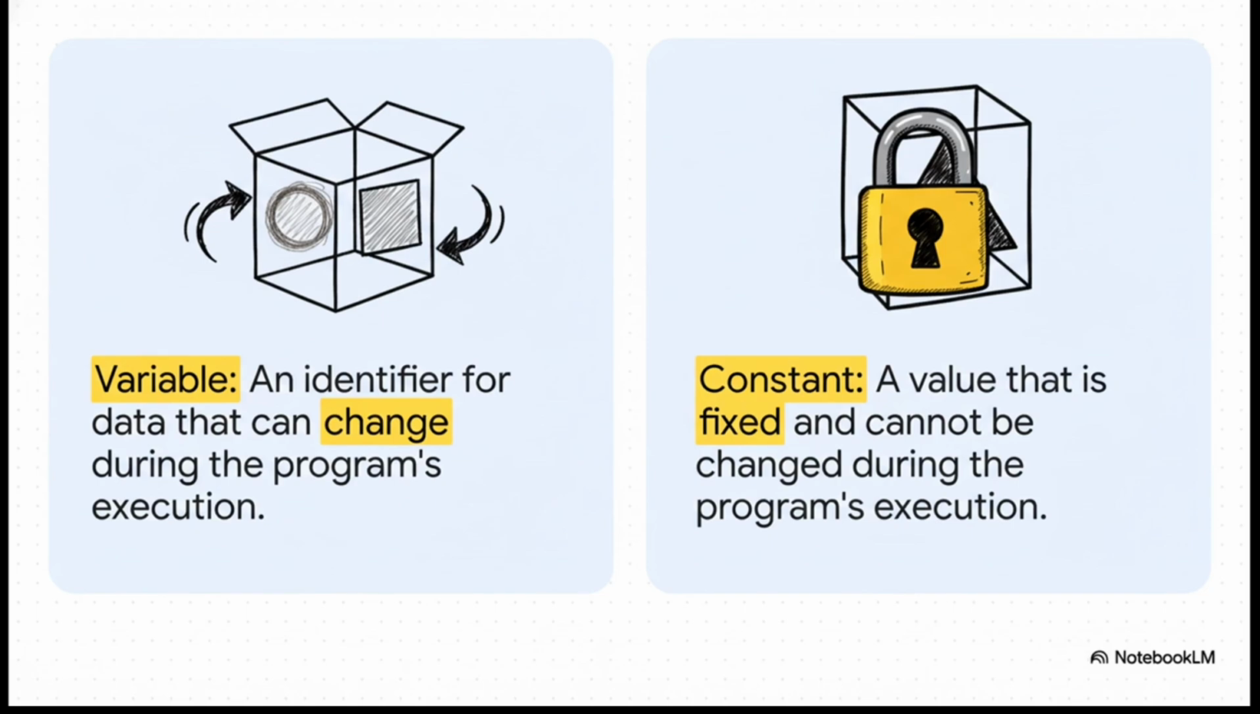So these identifiers, these labels, they get stuck on two main kinds of data boxes. You've got your variables, which are like boxes you can open up and swap out the contents whenever you want. And then you have constants, which are more like sealed boxes. Once you put something in, that value is locked in for good.